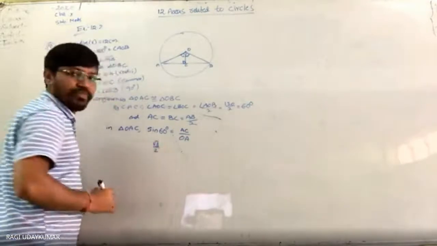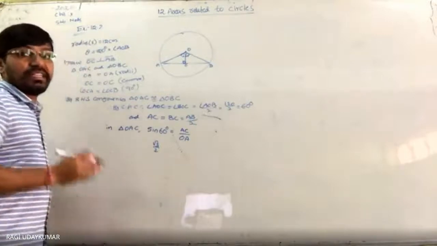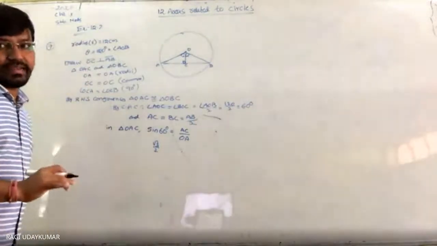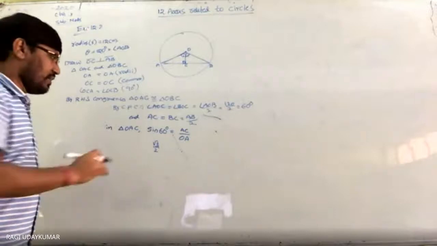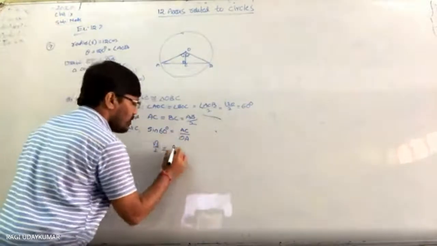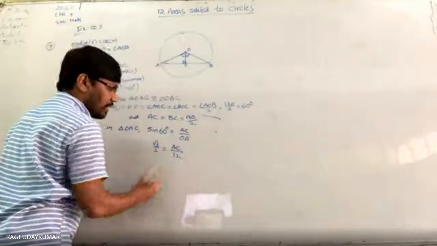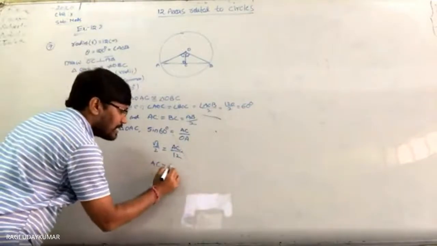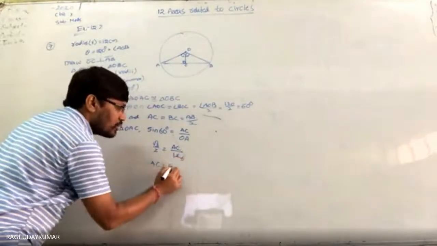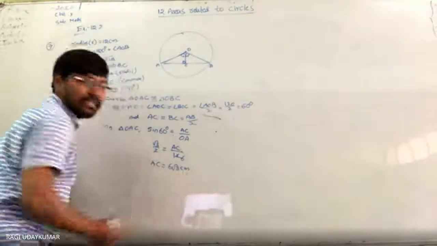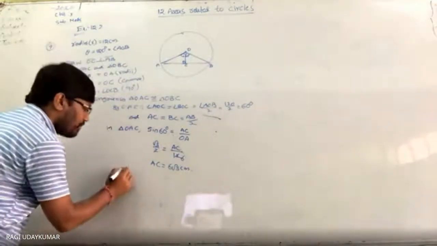√3 by 2. In this problem area of the triangle finding only little bit lengthy, the remaining same procedure. So √3 by 2 is equals to AC by OA is equals to radius is 12, it is given. So from this you are going to get AC is equals to 6√3 centimeters. AC 6√3 आ गया है.